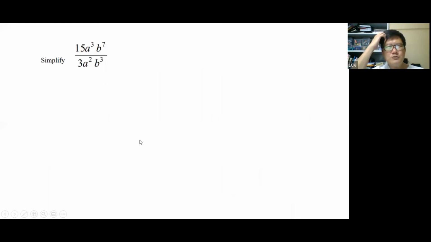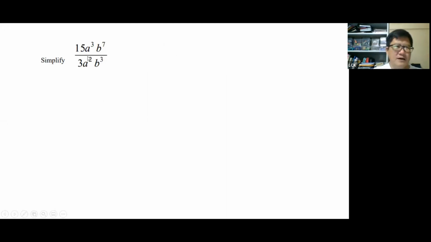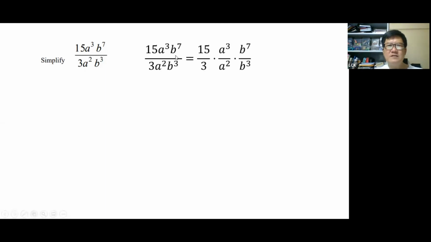Let's get on to some questions that are slightly more difficult. Simplify that. Again, it looks tough. You have a mixture of three things: numbers, an A variable, and another one called B. So you just do it systematically. Handle the numbers first, 15/3, then handle the A and handle the B. That's all you have to do. There's nothing more to it than this.